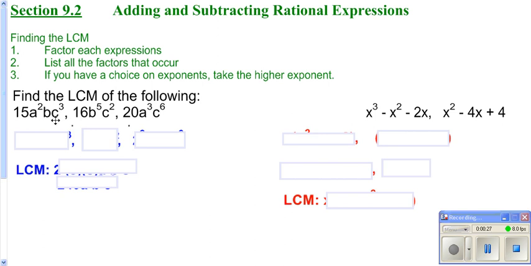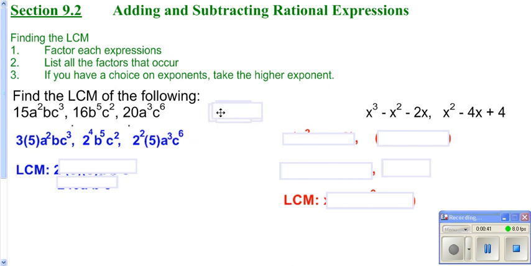This first one here, the only thing that factors is 15 into a 3 times 5. Here, the 16 factors into a 2 to the 4th, still with the variables afterwards, and your 20 is really a 4 times 5, but 4 is really a 2 squared, so it's really a 2 squared times 5. You then want to go ahead and list all the different things that are occurring in your denominator.